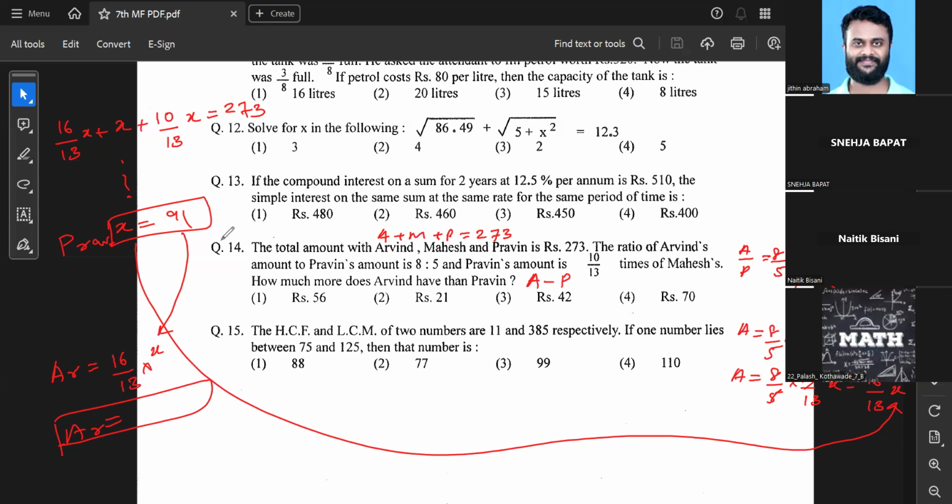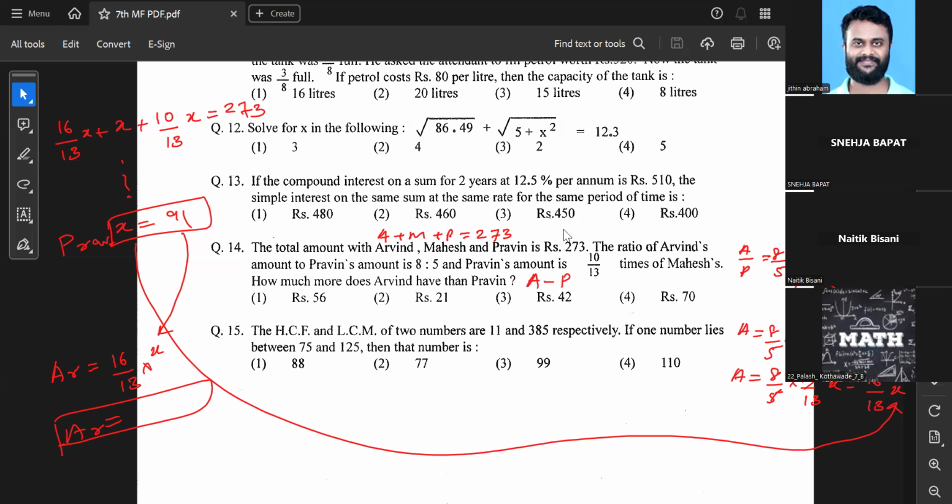I will request you to just go through the recording once. Sir, it is easy. We can take 12.5 upon 100 directly as 1 by 8. Sir, we can take R upon 100 as 1 by 8. Yeah, in this case, yes.